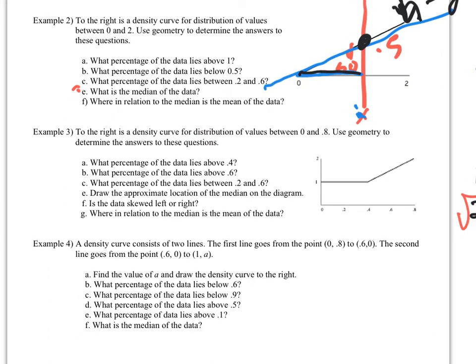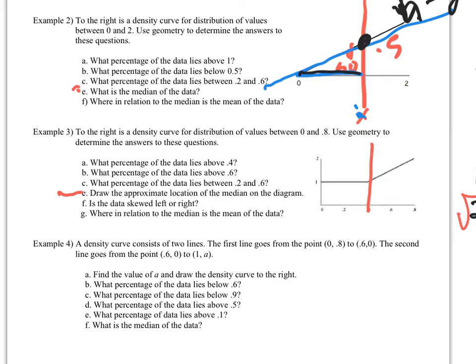The good news is number 3 did not ask you to calculate it. It said, draw it. Right here, C: Draw the approximate location of the median. Well, median still means 50%. So what if you said, I think it's exactly here? I know it's not, because I think we already did some calculations.